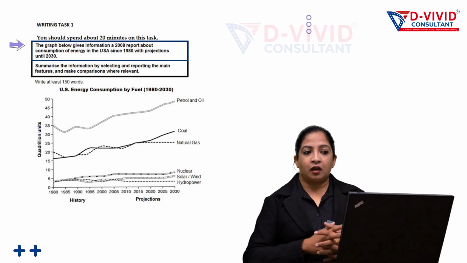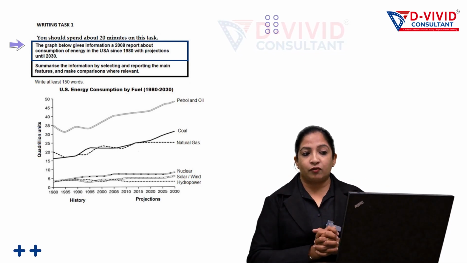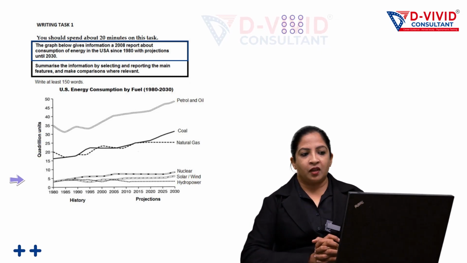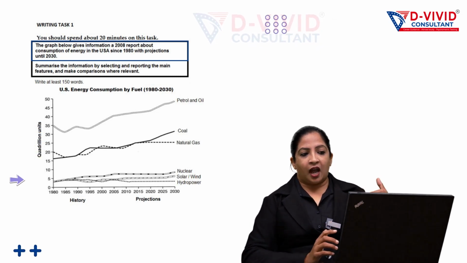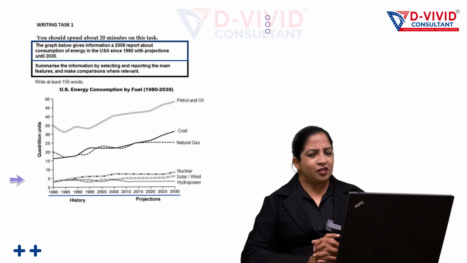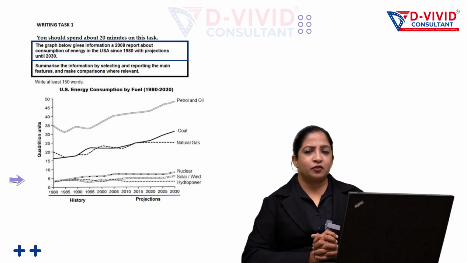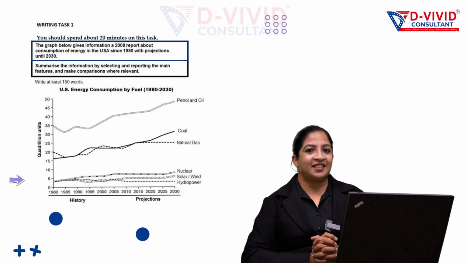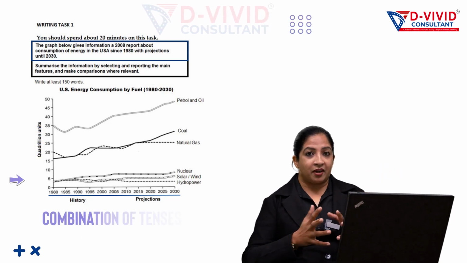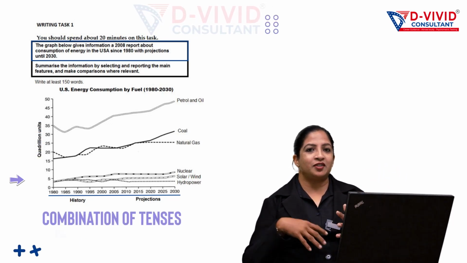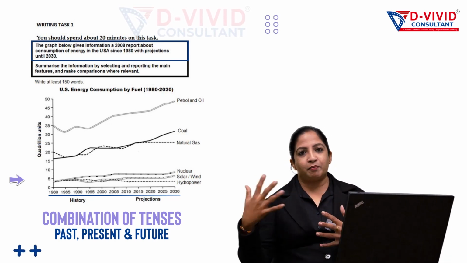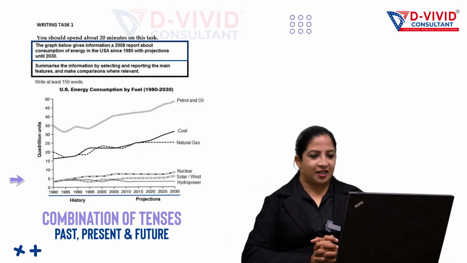Now, the moment I read this question, the first thing that targeted my brain was the years given. I have starting from 1980 to 2030. So can you tell me what kind of tenses am I supposed to use? Yes, I might require present also. So it's a combination of past, present and future. But mostly, yes, past and future tense.